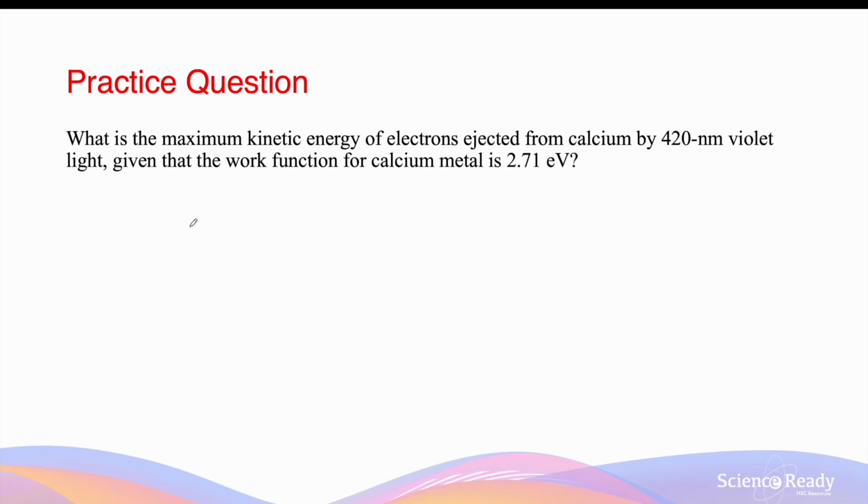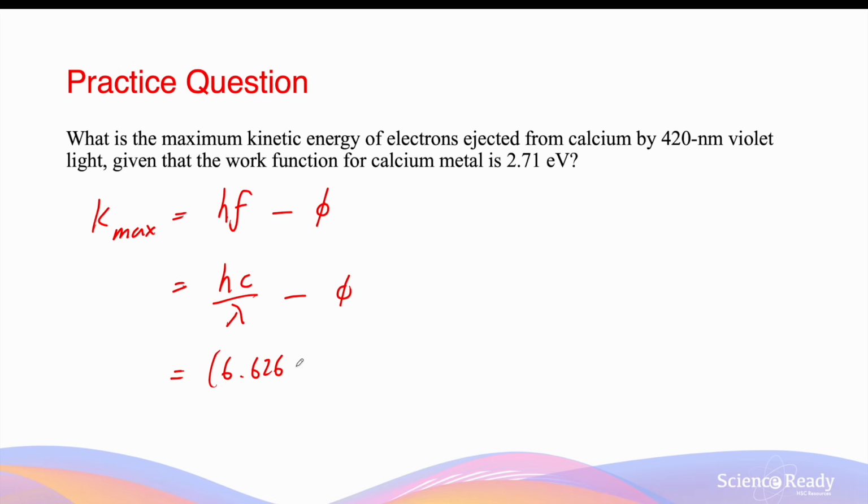What is the maximum kinetic energy of electrons ejected from calcium metal by a 420 nanometer violet light, given that the work function of the calcium metal is 2.71 electron volts? The kinetic energy of photoelectrons is given by the energy of a photon, hf, minus the value of the work function of the calcium metal. The energy of a photon can also be worked out by using hc divided by lambda, because frequency is equal to the speed of light divided by the wavelength, minus the work function.